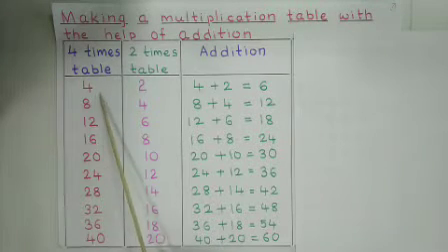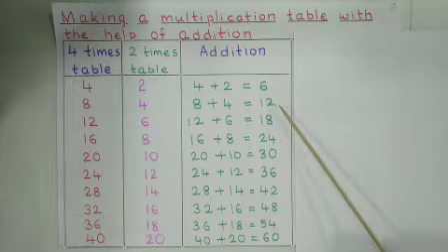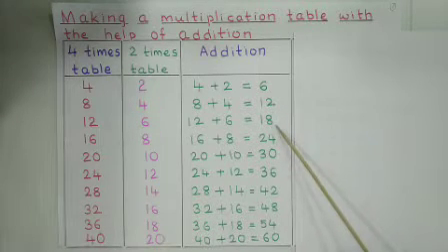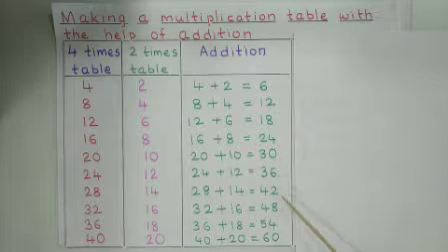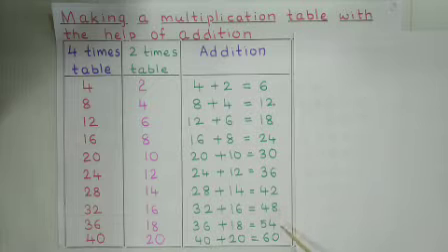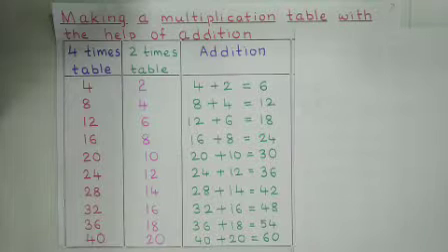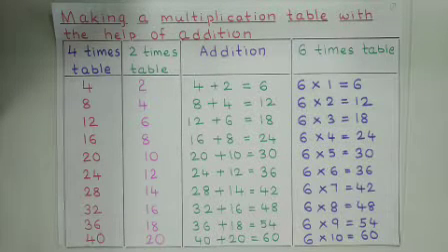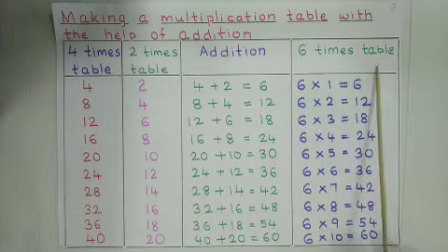So when we add these numbers, we will get 6, 12, 18, 24, 30, 36, 42, 48, 54, 60. And these are the answers of 6 table. See the 6 table. 6 times table.